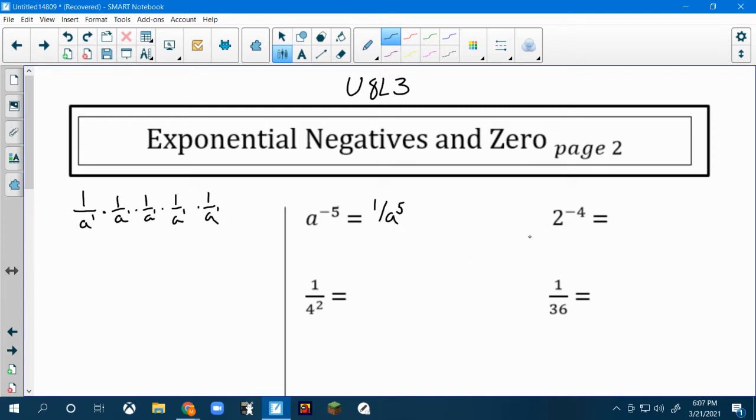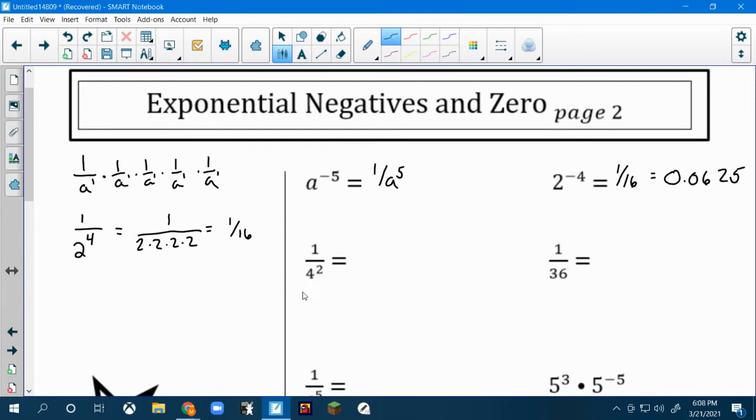Same thing here. 2 to the negative 4. I'm going to do 1 over 2 to the fourth. And if I know what 2 to the fourth is, I can simplify that out here. 2 times 2 times 2 times 2. 2 times 2 is 4, times 2 is 8, times 2 is 16. So my answer should be 1 over 16. And you might have got a decimal if you put that into your calculator, which would equal 0.0625.